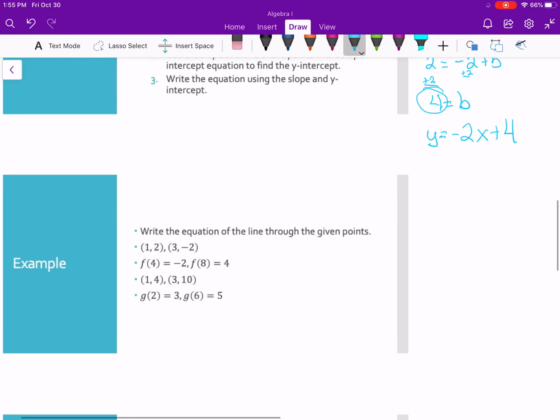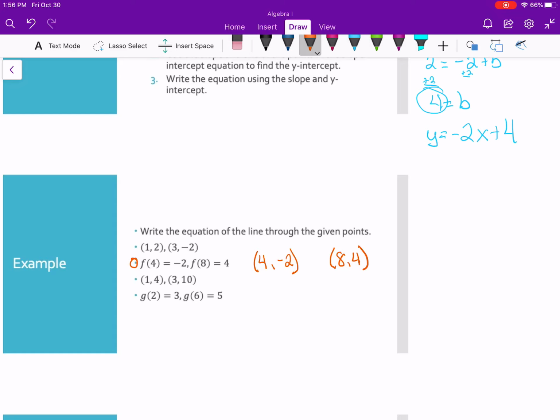All right, let's do one more example. Write the equation of the line through the given points. I want to look at the second example here. So when we say f of 4 equals -2, that actually means we just have the point (4, -2). And when we have f of 8 equals 4, that just gives us the point (8, 4).